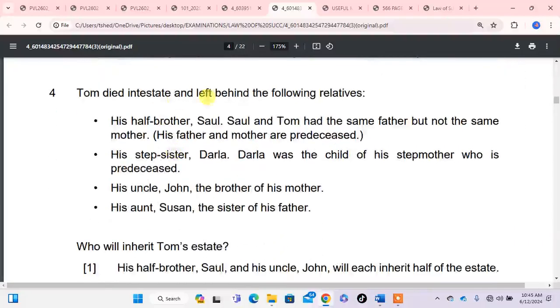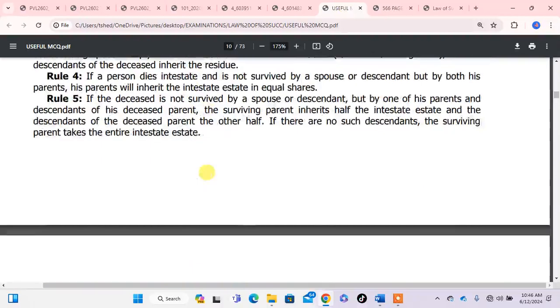Tom died intestate and left behind the following relatives: his brother Saul. Saul and Tom had the same father but not the same mother. His stepsister Dala. We have already talked about this one and said a step-relative does not inherit. Therefore, Dala does not inherit. His uncle John is the brother of his mother. His aunt Susan, the sister of his father. Therefore, in this question, it means that before Tom died, the mother and father had already died. But the mother is survived by her side, and the father is survived by Saul, and then the uncle and aunt exist. Therefore, according to this rule, we go to rule number 6.